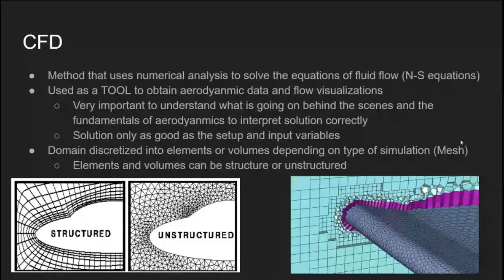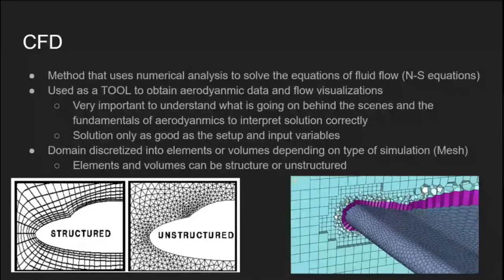So basically the huge domain, right? You have this giant volume domain that's air, and then you have your car. And that air domain is discretized into elements or volumes depending on the type of simulation. This is known as the mesh. So finite element method has elements. CFD uses the finite volume method, which means they're not 2D elements, they're actually volumes, right?